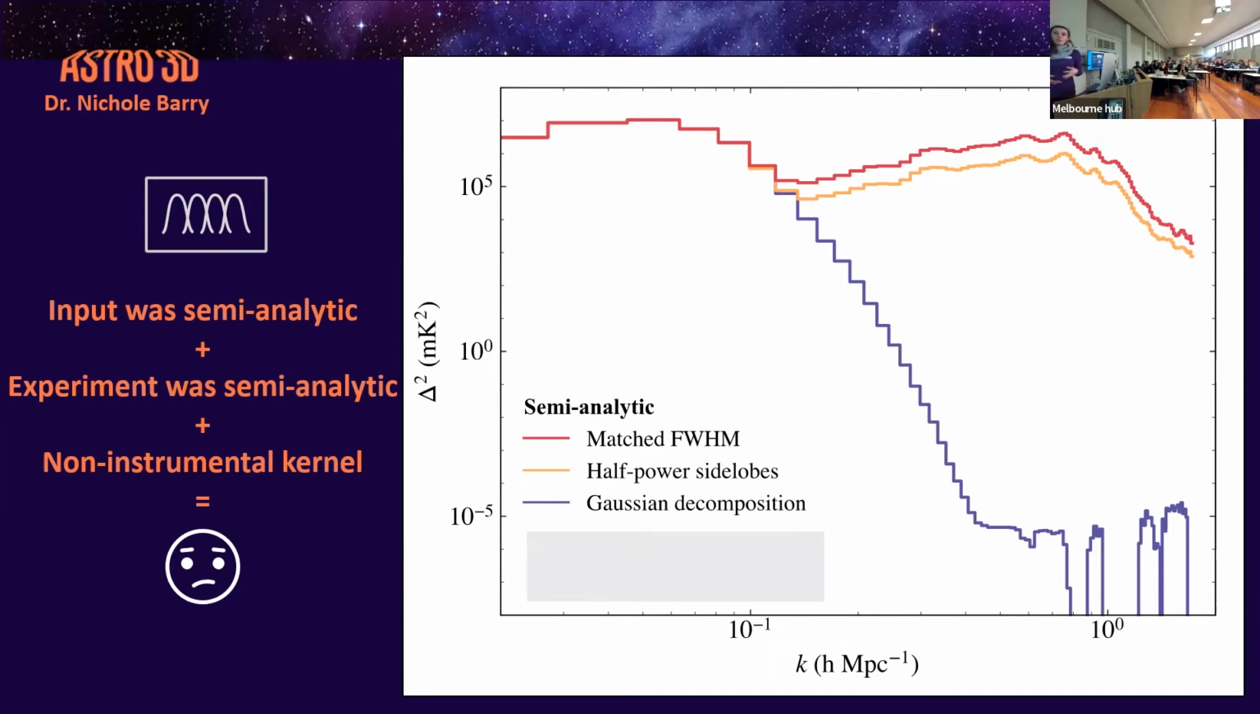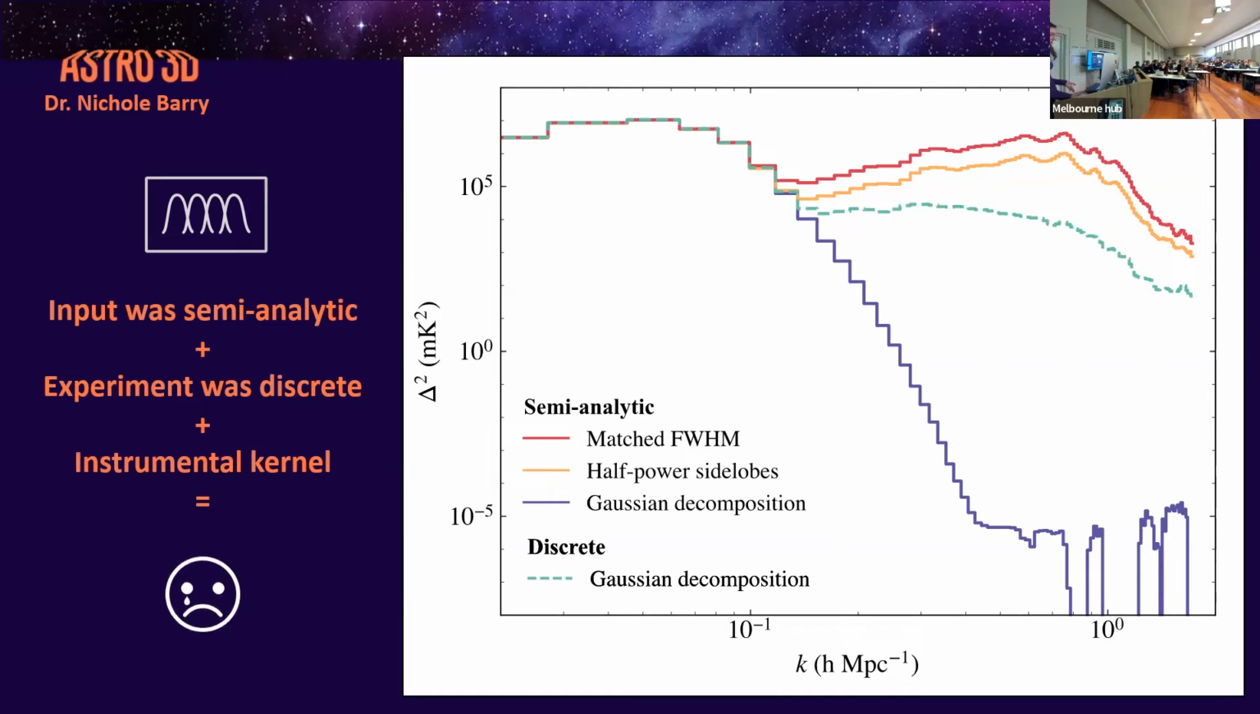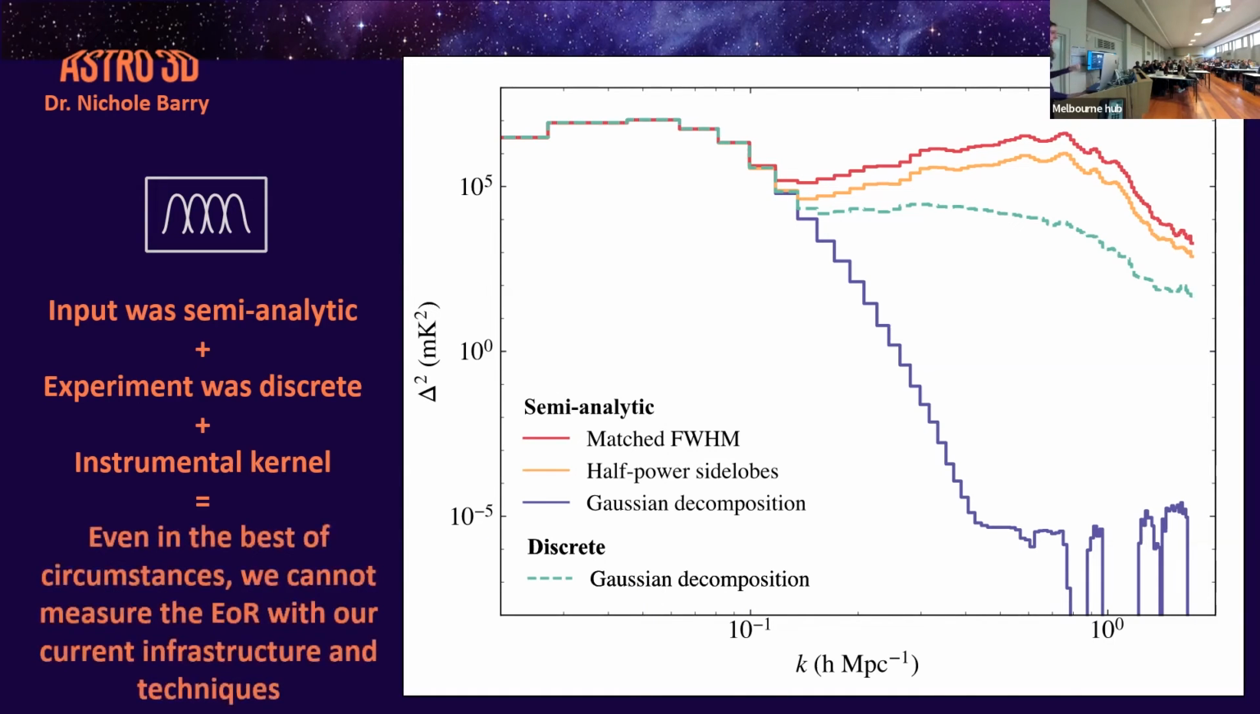So this is indicative. If you were to take a takeaway from all this, it's that your beam has to be extremely, extremely accurate. You can't just ignore your side lobes. Even worse, though, is that even if you had a perfect beam, but you discretized it, so instead of having a semi-analytic input and a semi-analytic experiment, you had a discrete experiment, you have significant contamination above the EOR in the EOR window.